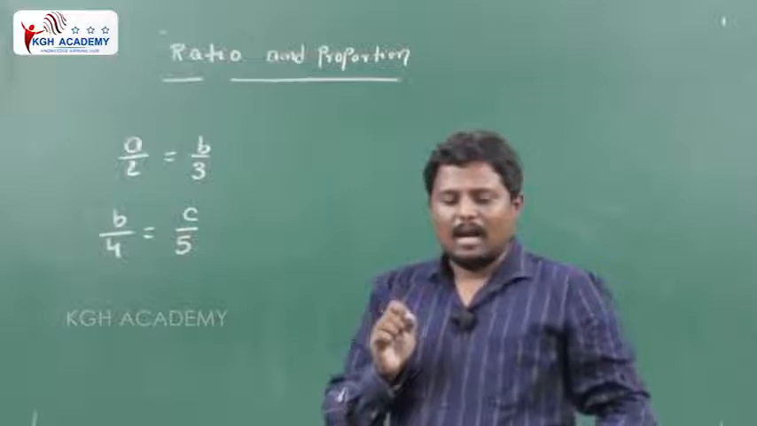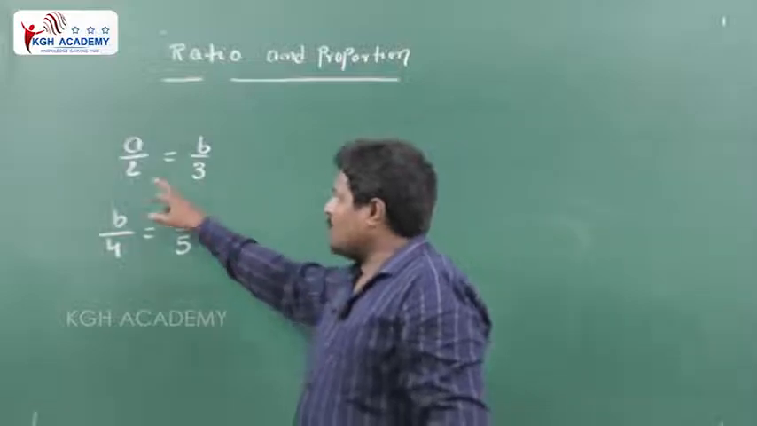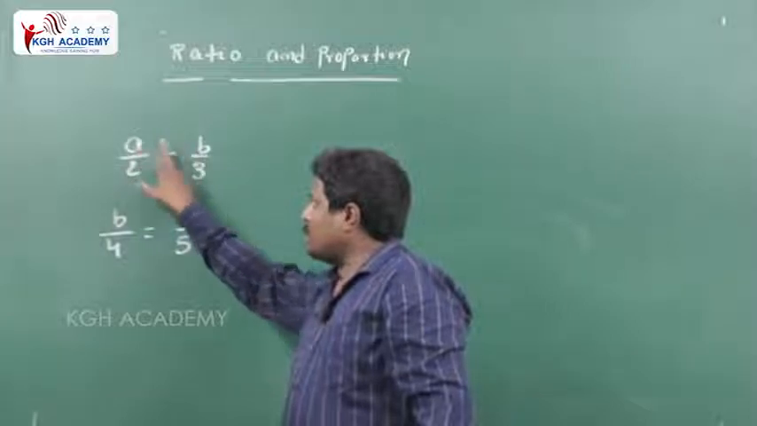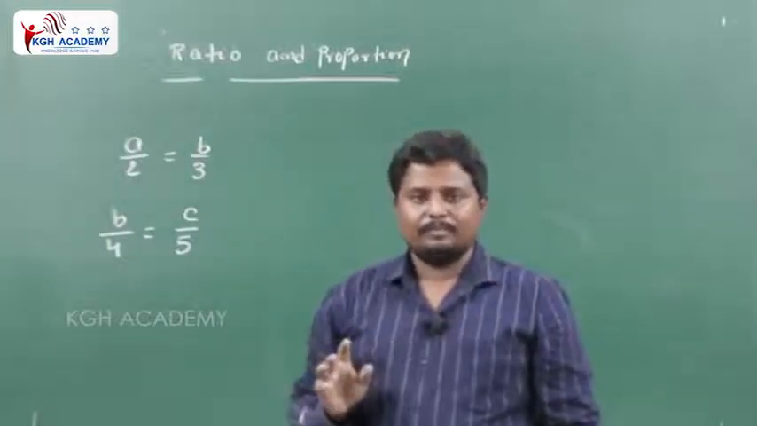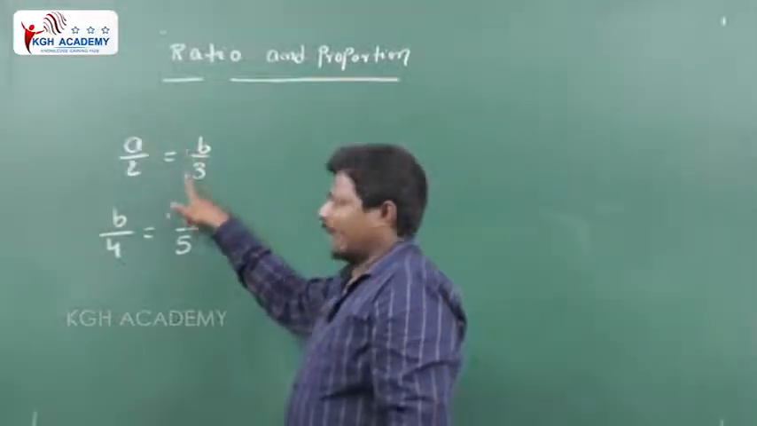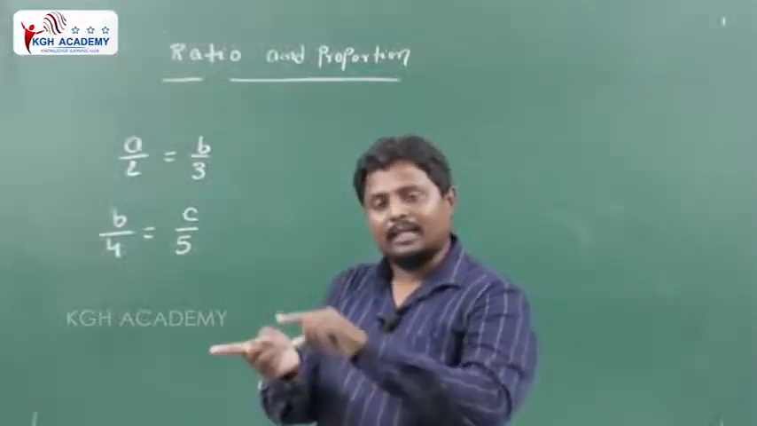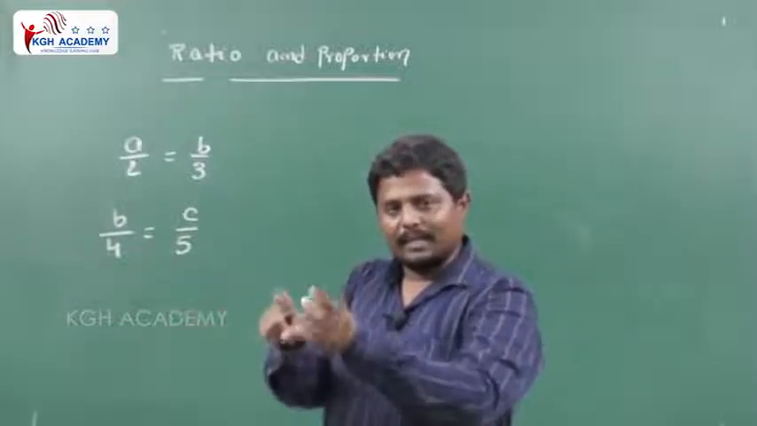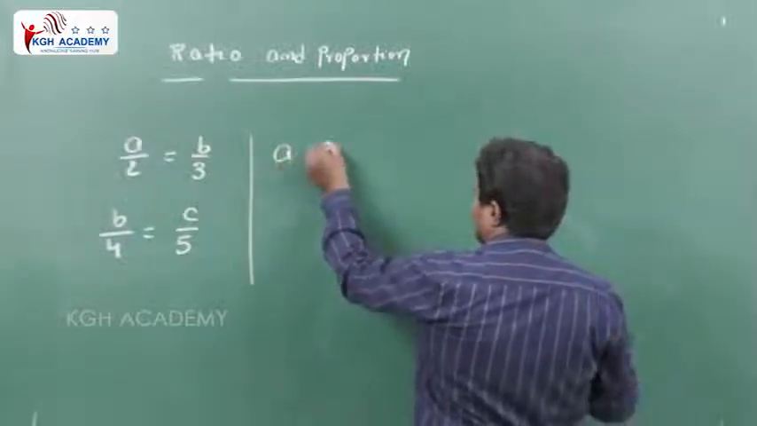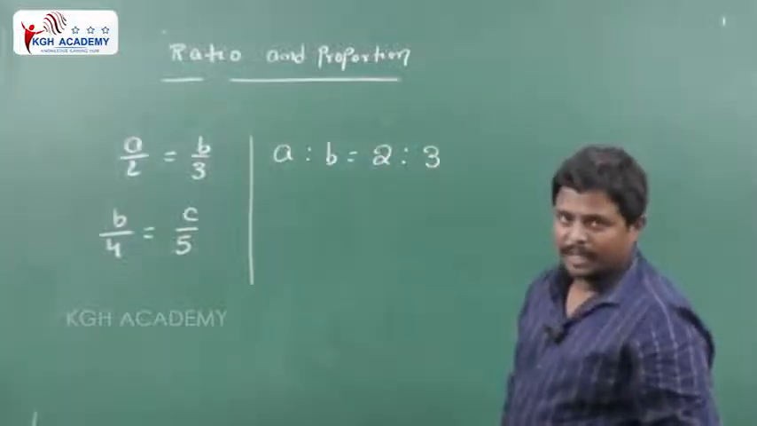Actually, boss, I want to tell you one thing. If you have a value in the denominator of a variable, the relation between these two variables is known as directly proportional. Here we have A by 2 and B by 3, right? That means A value is directly 2, B value is directly 3. So that's why we take this ratio like this: A is to B equals 2 is to 3 only.